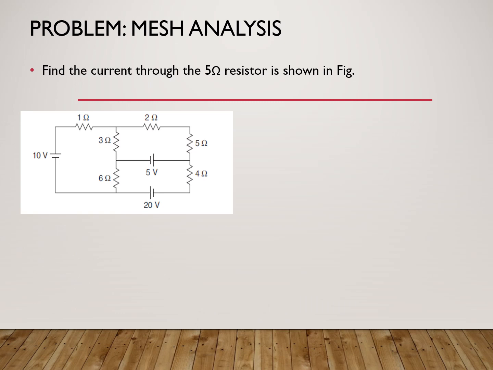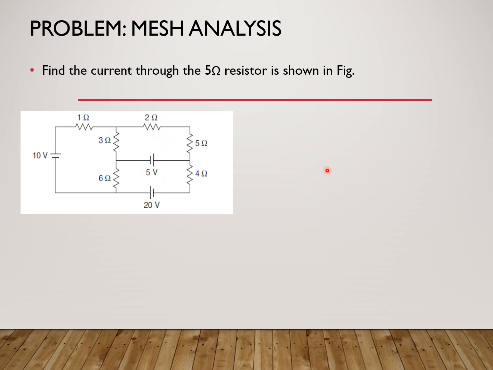Okay, so this is a problem. We have to find the current through the 5 ohm resistor, which is this one. When you look at it, you can identify that there are three meshes: 1, 2, and 3.